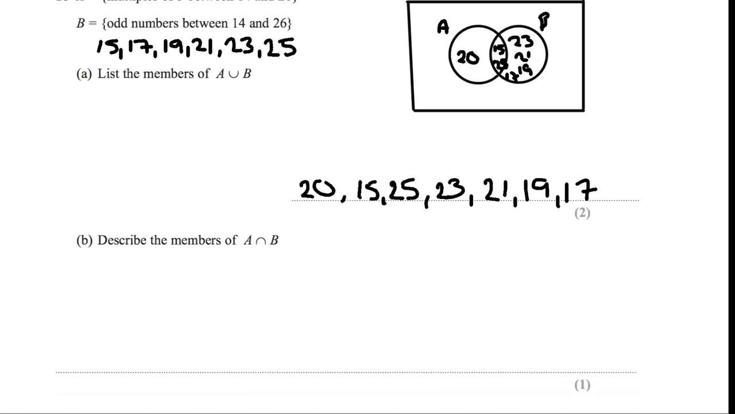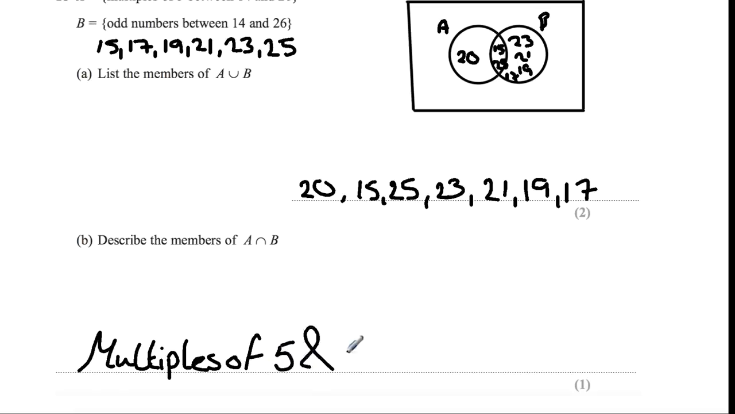Describe the members of A intersection B. So A intersection B is what's common between the multiples of 5 and the odd numbers, which is 15 and 25. So to describe it, we're just going to write multiples of 5 and odd numbers.